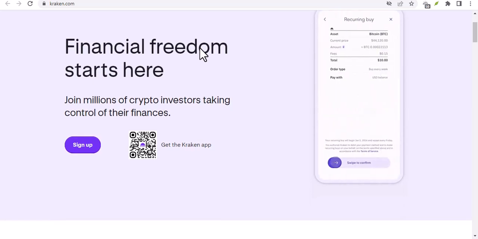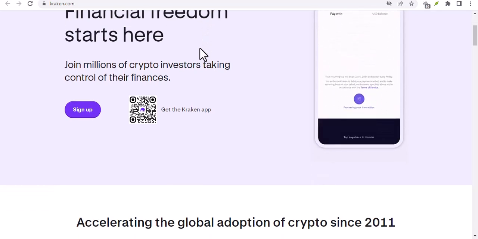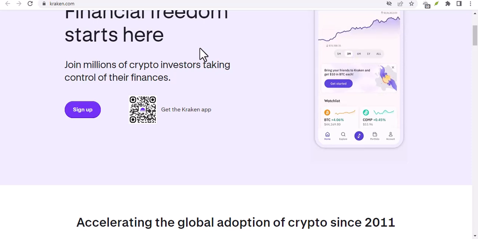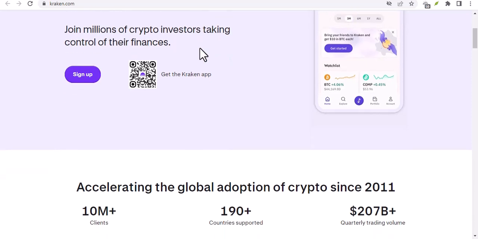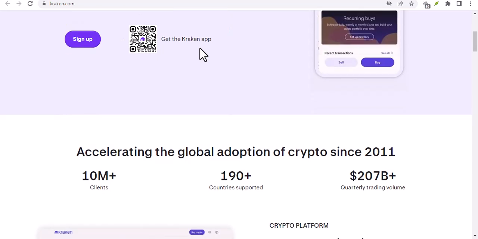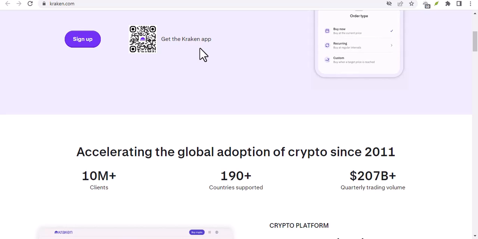Hook: have you ever found yourself staring at the cryptocurrency market, wondering if it's time to invest? Maybe you've heard of USDT, a stablecoin pegged to the US dollar. But how much is it actually worth on platforms like Kraken? Let's dive in and find out.